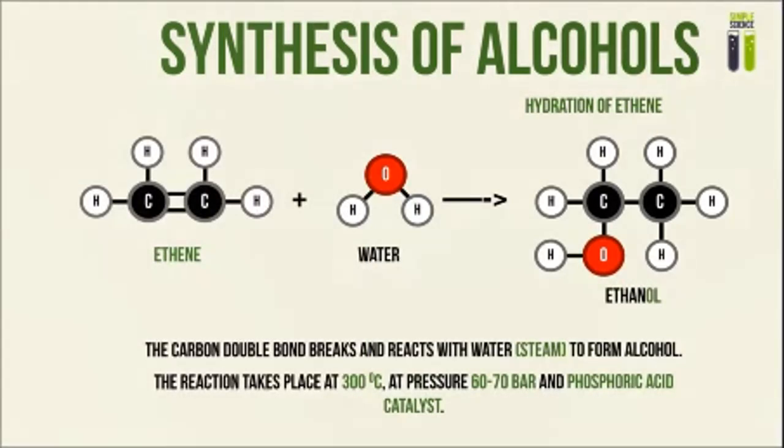The synthesis of alcohols can go a different way, and this is a method that we looked at previously in the chapter on alkenes, and this is known as hydration. This is when we react water with ethene in the form of steam to form an alcohol. This reaction takes place at a very high temperature of 300 degrees Celsius and at a pressure of 60 to 70 bars, with a catalyst of phosphoric acid. So that is the end of my IGCSE video on alcohols.